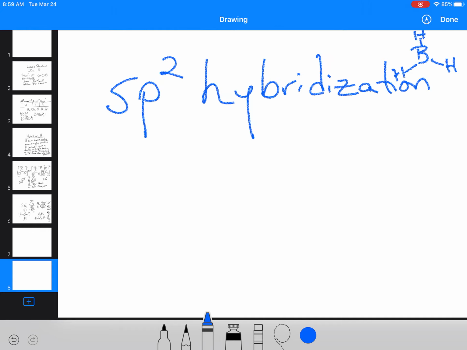Remember, boron has 3 and only needs 6. Boron is most typically going to violate the octet rule. So it's usually going to form a simple trigonal planar molecule.